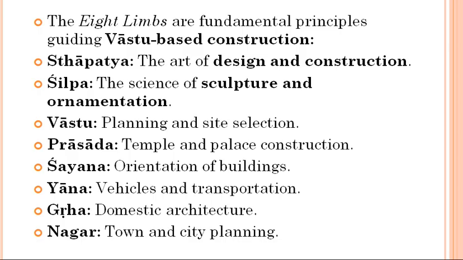The eight limbs of Vastu are discussed here, on how Vastu guides construction. Sthapatya means the art of design and construction. Shilpa, the science of sculpture and ornamentation. Vastu, planning and site selection. Prasada, temple and palace construction. Shayana, orientation of building. Yana, vehicles and transportation. Gruha, domestic architecture. Nagara, town and city planning. Like this, the eight limbs of Vastu are applied while designing.